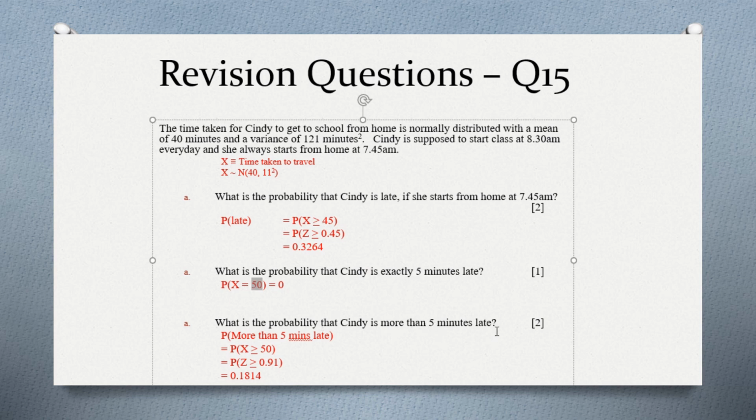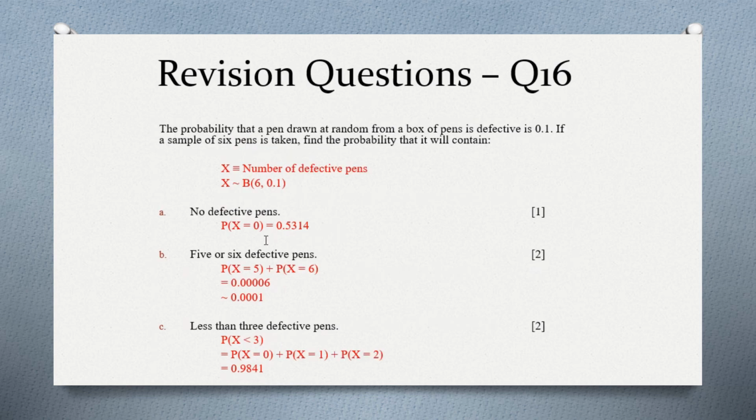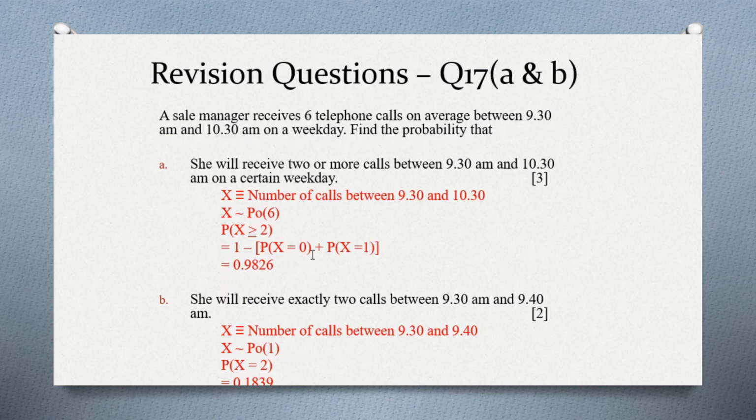More than 5 minutes late. So it took her more than or equal to 50 minutes because this is normal distribution. It must be more than or equal. Okay, question 16 is just a normal binomial distribution question. So I'm just going to move on. You're going to use binomial to answer it. Shouldn't be a problem.